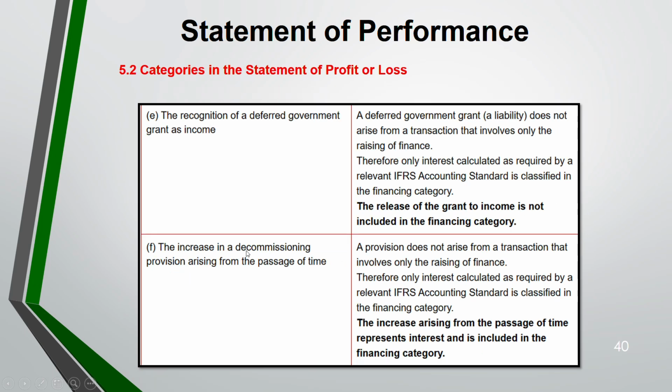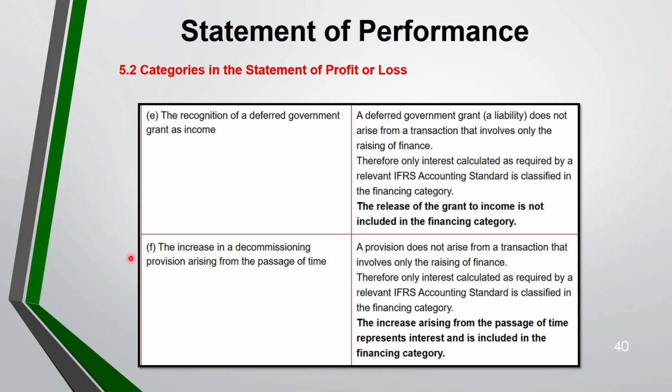Okay. E, recognition of a deferred government grant as an income. So this also does not arise only for raising of finance. First understand that. Therefore, only the interest will be taken as finance. But this is not interest. So that's why the grant to income is not included in the financing category. And F, increase in decommissioning provision due to passage of time. So a provision will not arise only for raising of finance. Only the interest element will be taken in the financing. So therefore, the increase that arises from the passage of time represents interest. So this will be included in the financing category.